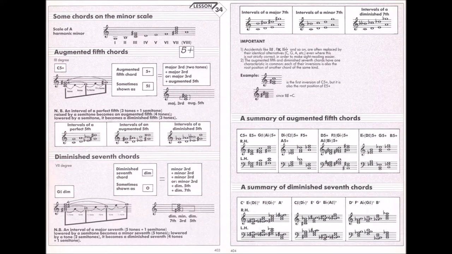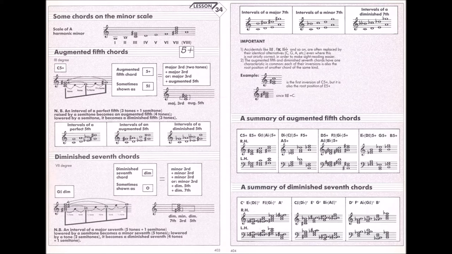On pages 403 and 404 of your booklet, you'll find two new chords introduced, the augmented fifth and the diminished seventh. The augmented fifth is the chord that appears on the third degree of the harmonic minor scale, and the diminished seventh chord occurs on the seventh degree of the same scale.